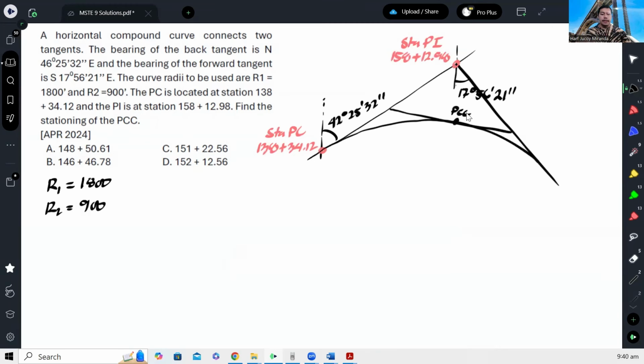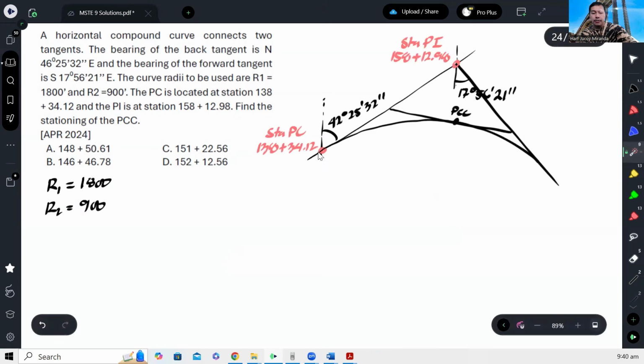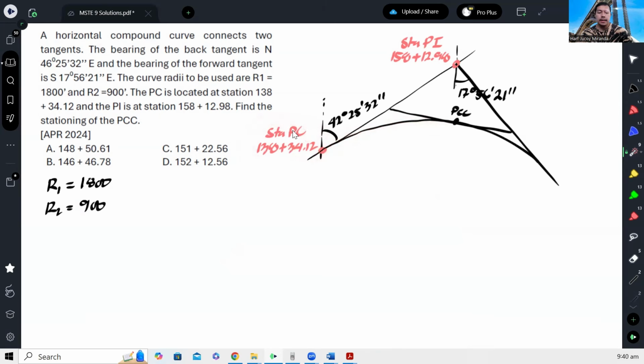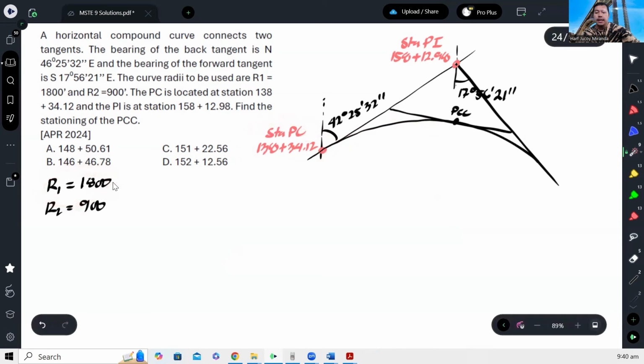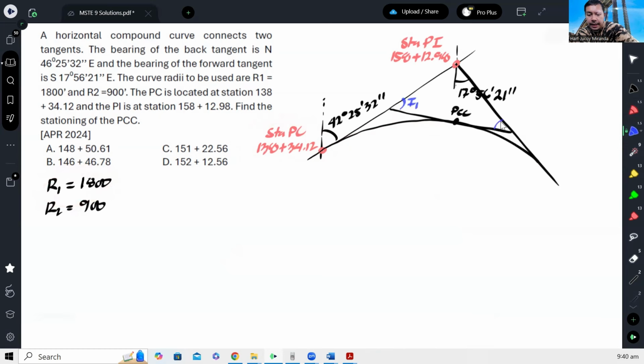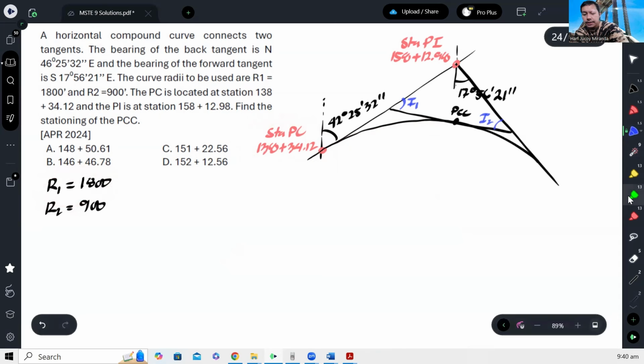Okay? So, now, to calculate the stationing of PCC, simple lang ito. Kailangan mo lang yung length ng curve na to kasi meron kang stationing ng PC. Di ba? So, para makuha yung length ng curve, kailangan mo ng R tsaka ng I1. No? R1 tsaka I1. So, meron naman tayo R1. Yung I1 na lang yung wala. So, ito yung I1. Ito naman ay I2. Okay? So, to solve for I1 and I2, let's consider this triangle first.